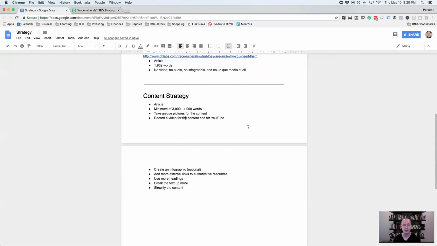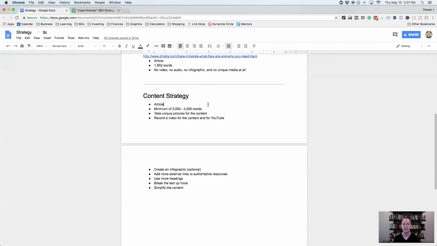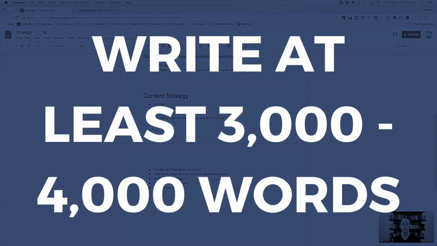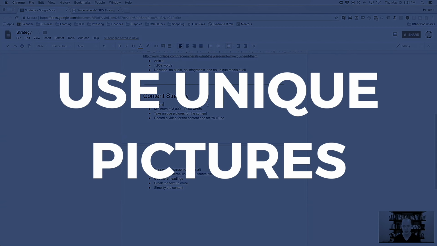Okay, so these are the main things that came to my mind right away if I was going to create a piece of content. This is basically what I do for every page that I want to rank. I just create a little basic strategy. So in this case, we know it's going to be an article. I would be prepared to write at least 3,000 to 4,000 words for this single keyword. I would then take unique pictures for the content.